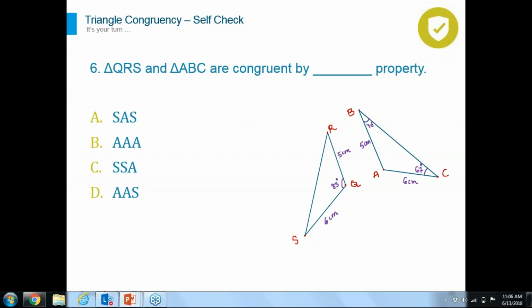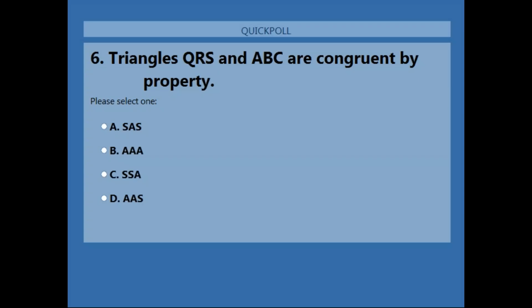Okay, let's do the question together. Or I should give you the question first to submit your answers, and then we do the question together. So a few seconds, since the figure is not available on that second screen. Which property do you think is the right property to say that these two triangles are congruent? Okay, let's do the question together.